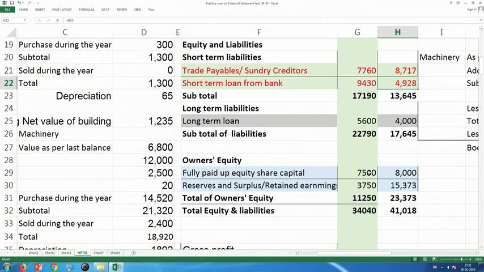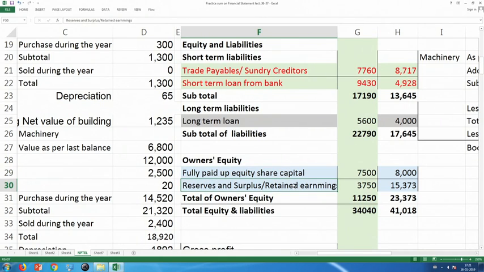Majority of the other entries are based on a little bit of estimation, so for example, equity capital. If the founders are making new contribution, fresh contributions, then equity capital goes up accordingly.